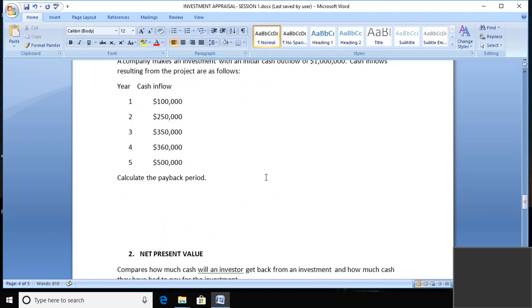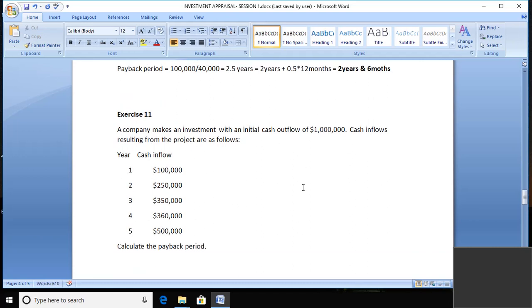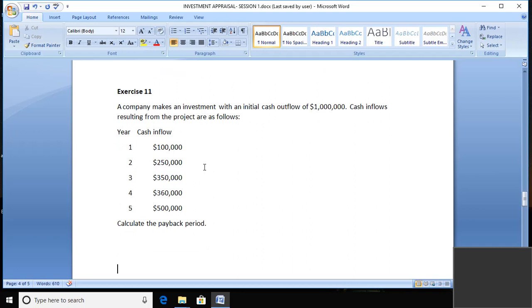This is exercise number 11. Of course, don't worry about the numbers. A company makes an investment with an initial cash outflow of $1 million. Cash inflows resulting from the project are as follows. So you are given the cash inflows for the next 5 years. The question is, calculate the payback period.